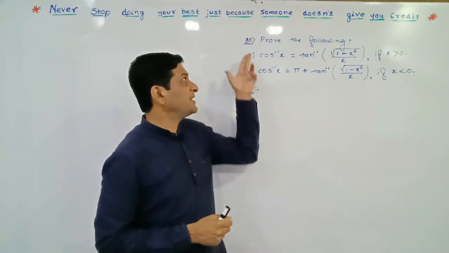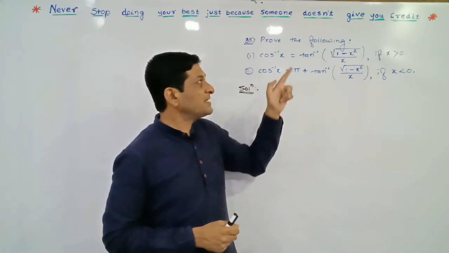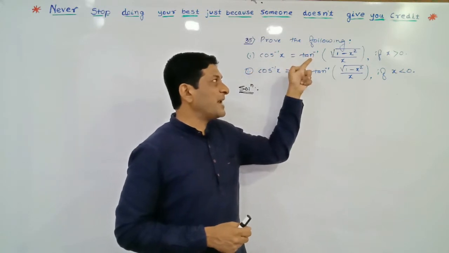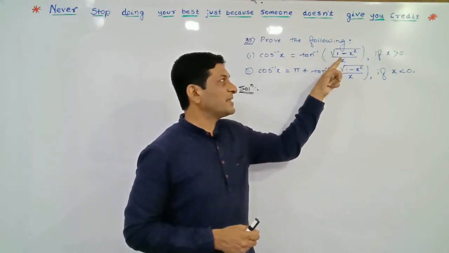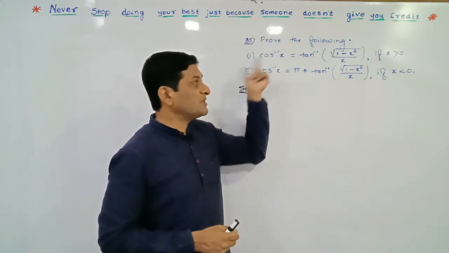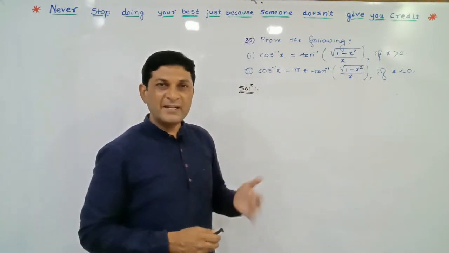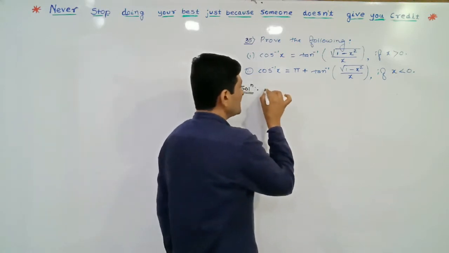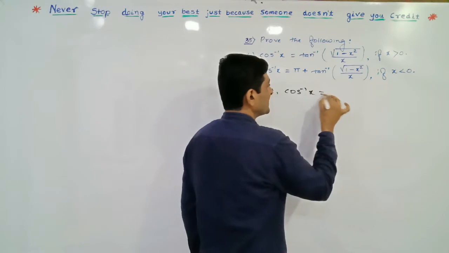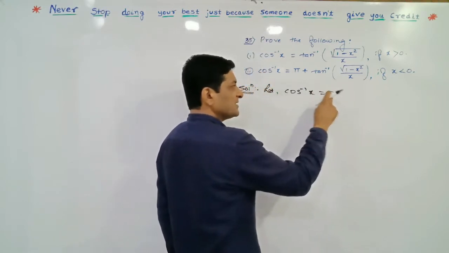So let us begin with example number 35. In this example, we have to prove that cos inverse of x is equal to tan inverse of under root 1 minus x square upon x, when x is greater than 0. So let us denote this left hand side by theta. So I am denoting here cos inverse of x. So let cos inverse of x equal theta.